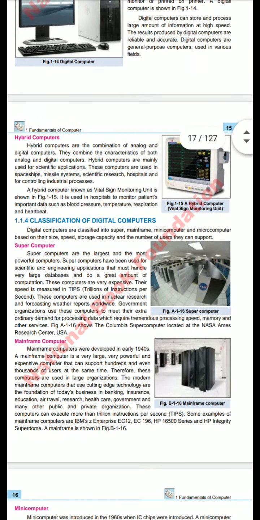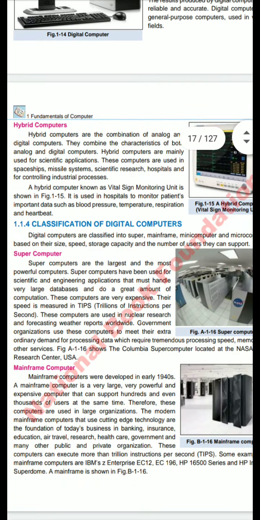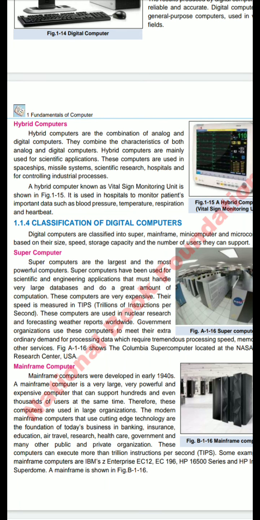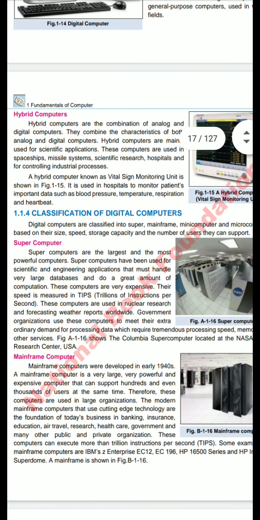Dear student, now next we discuss the hybrid computer. It is the combination of both digital and analog system computers. They combine the characteristics of both analog and digital computers. It means the characteristics of analog computer and digital computer are combined in the hybrid computer. Hybrid computers are mainly used for scientific applications.